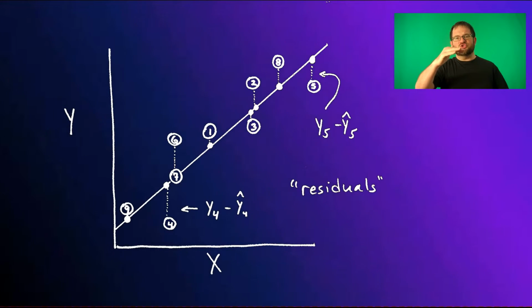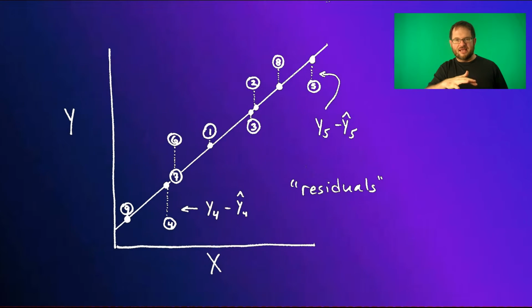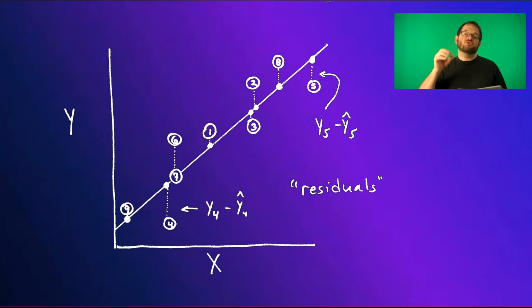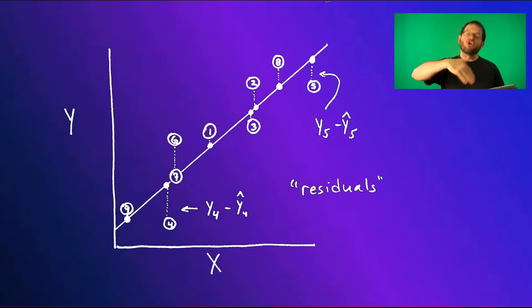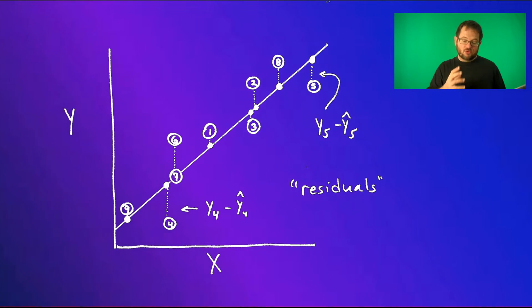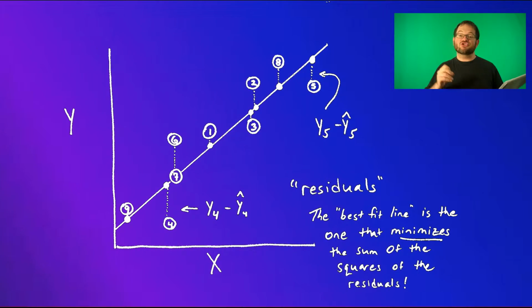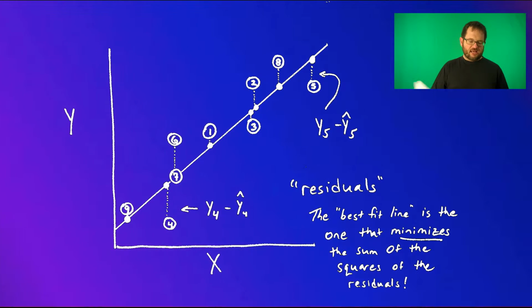The term is kind of similar to anomalies. The distance between a point and its average, the average for that sample, is an anomaly. The distance between a point and its location on the best fit line is a residual. So this idea of the residuals helps us understand what a best fit line is. The best fit line is one that minimizes the sum of the squares of the residuals. So let me show you what that's going to end up meaning here.